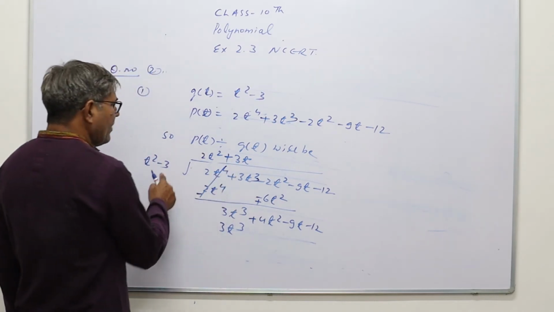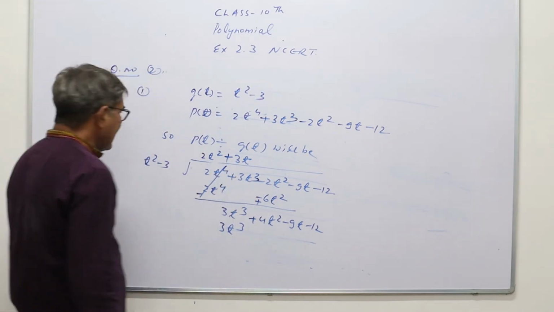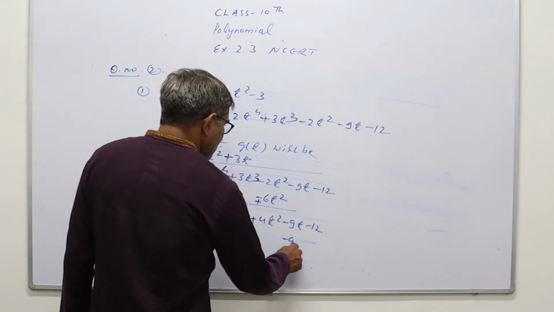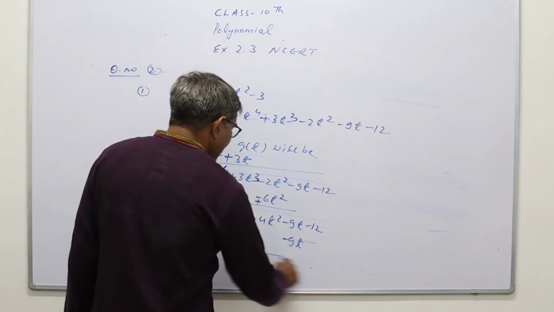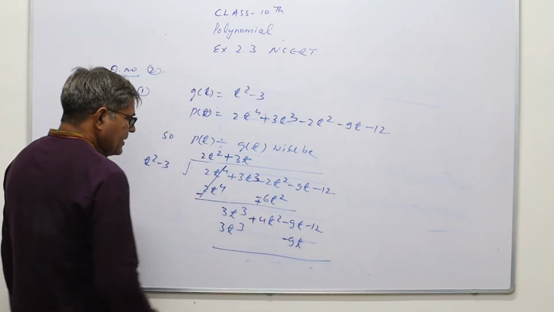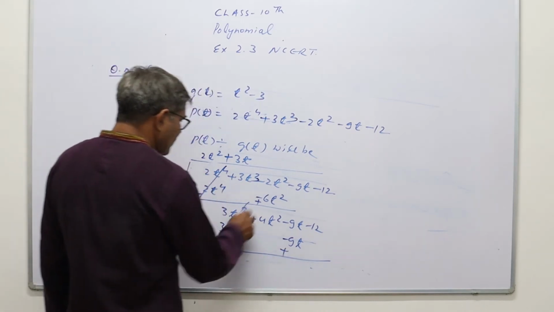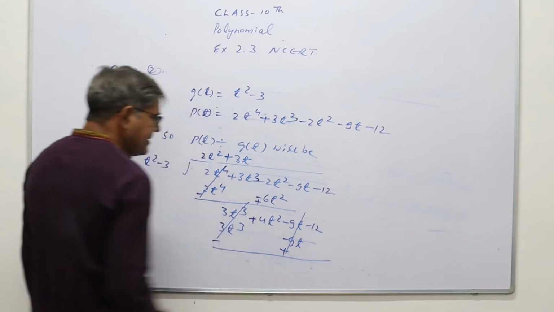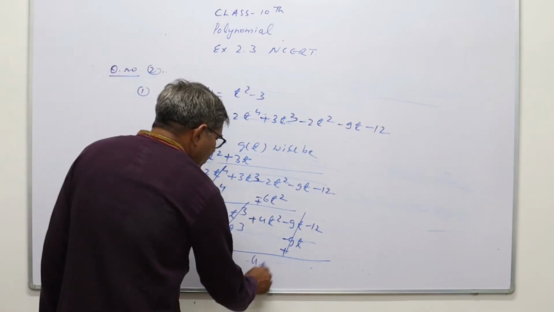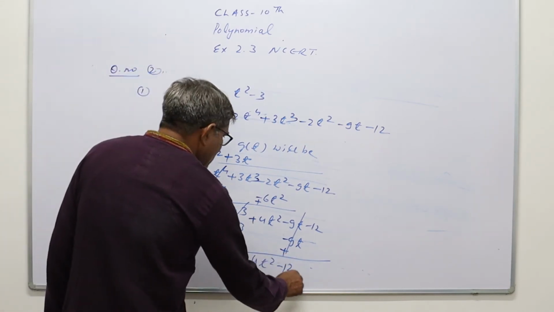Then 3t into minus 3, that is minus 9t. So this is minus 9t. Now on subtracting, this will be minus and this will be plus. So these two terms will vanish directly. So the remaining is 4t square minus 12.